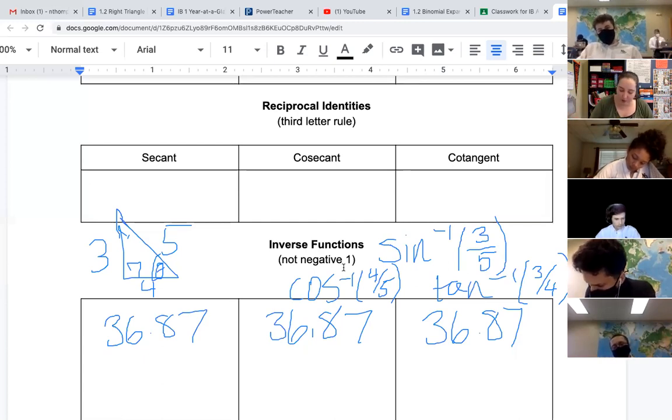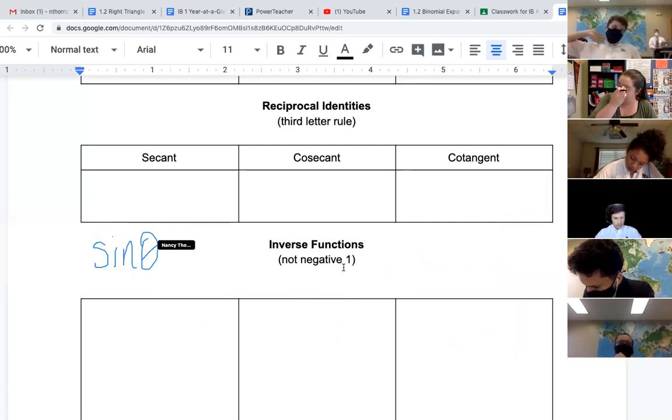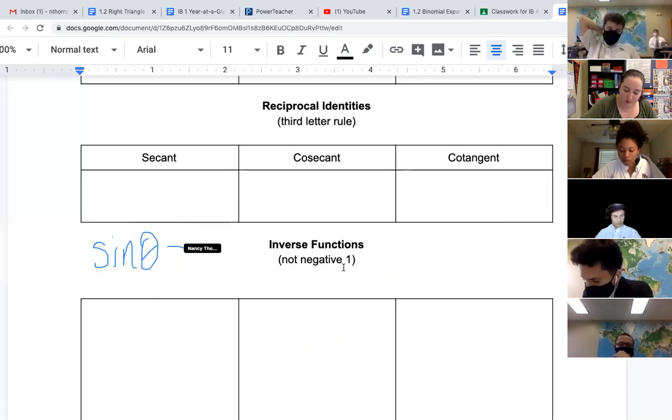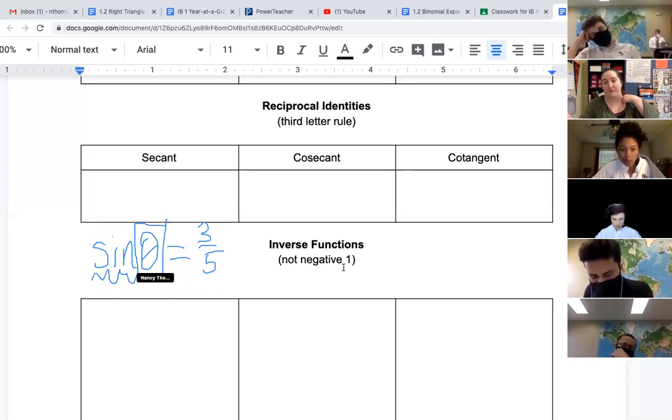So really, the original problem might have looked like the sine of an angle, which I call theta, and IB will usually use theta. That's the name of that symbol to represent an angle, is equal to 3/5. And I'm asking you to solve for theta. The way to do that, we have to get the sine away from the theta. And the way that we do that is we take the sine inverse of both sides.